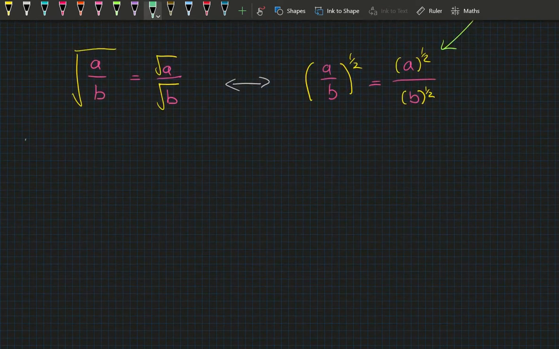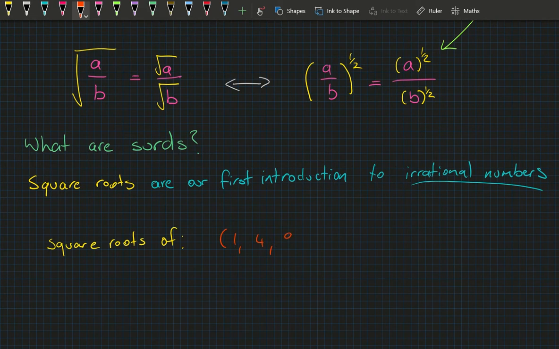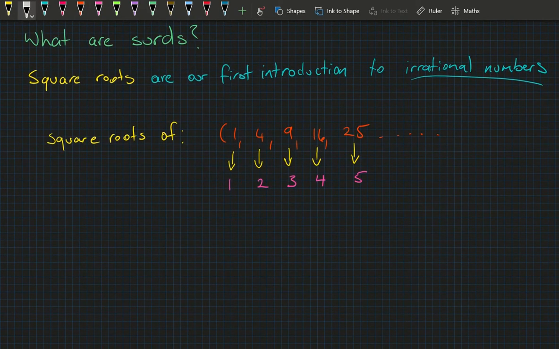In the lesson title, we have this word surds. So what are surds? It turns out that square roots are our first introduction to what we know as irrational numbers. Finding square roots of perfect squares is easy. And it should be obvious to you that if x is bigger than y, then the square root of x will be bigger than the square root of y.